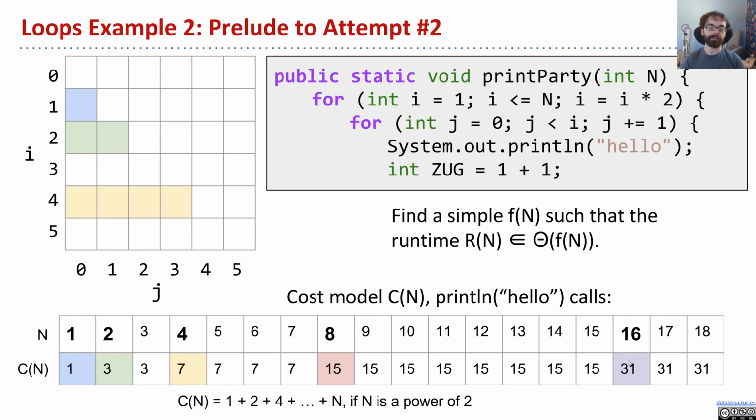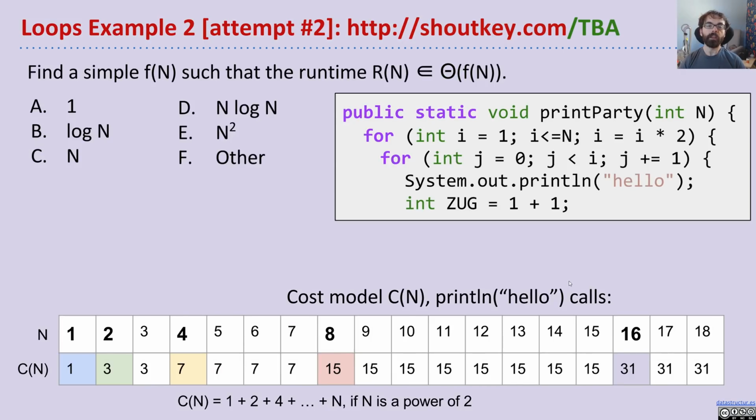So summarizing what we've seen so far, the count of the number of print statements is equal to 1 plus 2 plus 4 plus ... plus n. And that applies as long as n is a power of 2. So for example, if n is 8, it's 1 plus 2 plus 4 plus 8. If n is 16, it's 1 plus 2 plus 4 plus 8 plus 16. And that's what we've got here. So given what we've just observed, either looking at this table or trying to imagine solving this sum in your head, try and figure out what is the runtime in big theta notation.